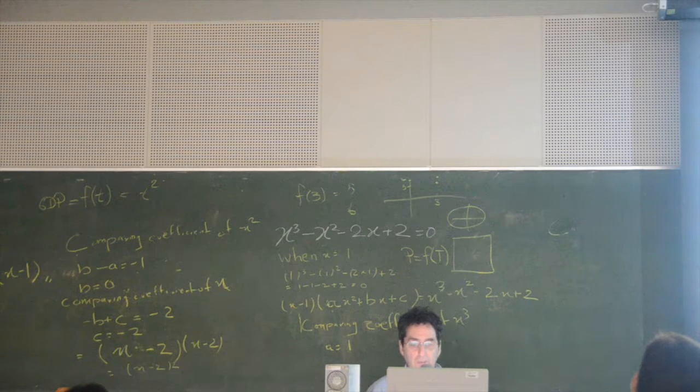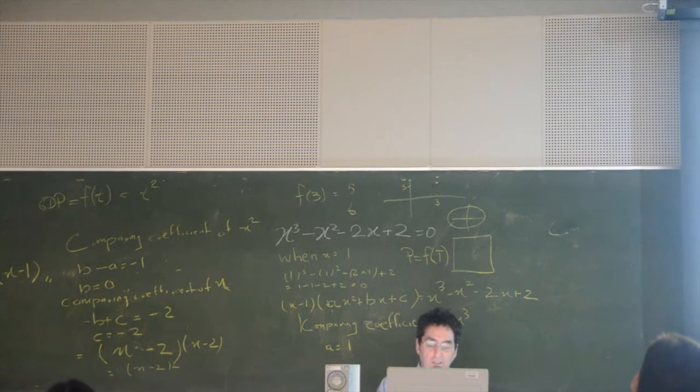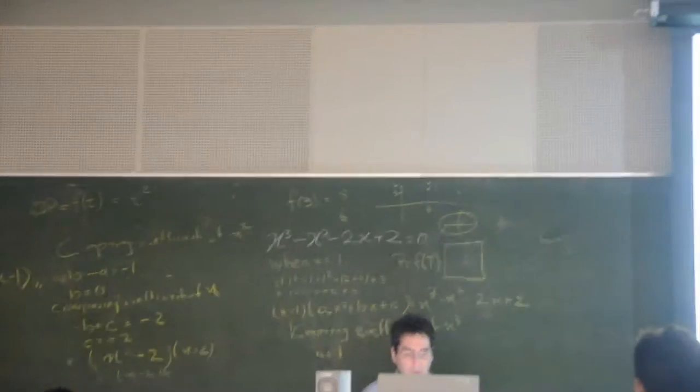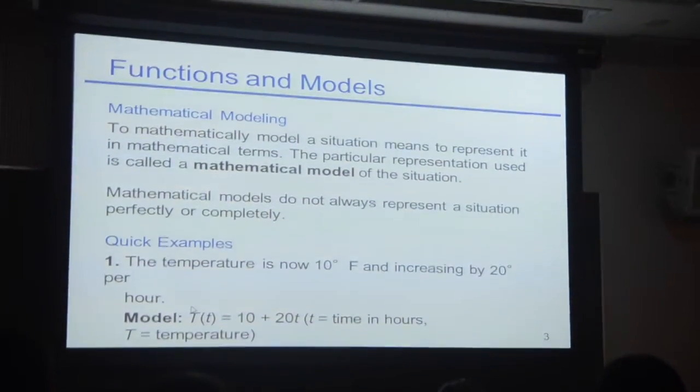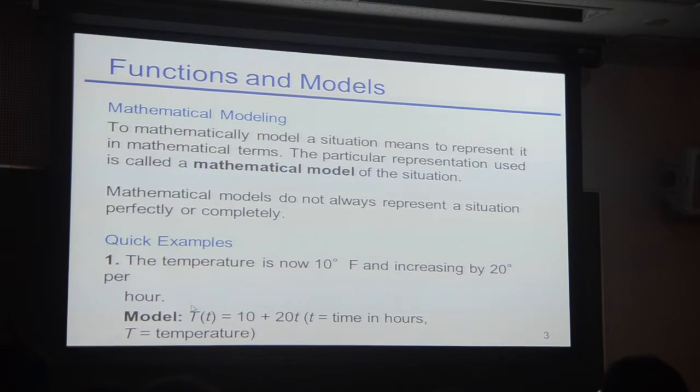Mathematical models do not always represent a situation perfectly or completely. Quick example. The temperature is now 10 degrees F, so in this book they use Fahrenheit, and increasing by 20 degrees per hour. Model T of t. Now there's two T's here, which is unfortunate. But what's the capital T and what's the small t? Capital T is the function, but what does it stand for in this particular example? The temperature, right? And little t is time, right? So unfortunately there's two t's there.